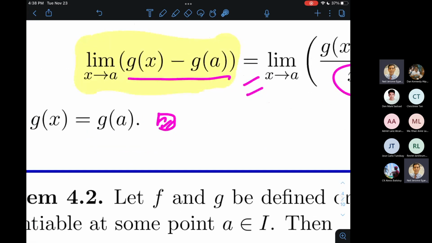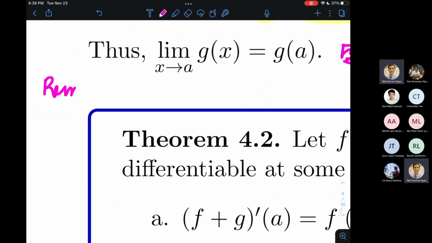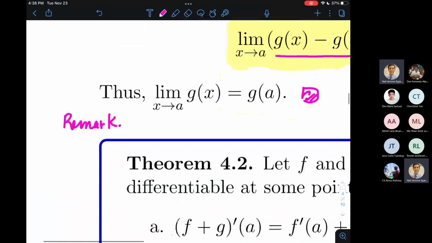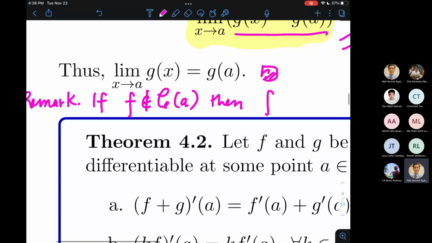So from here, siguro pwede ako dito insert ng isang remark, which is basically the converse of theorem 4.1. So if f is not continuous at the number a, then f cannot be differentiable at the number a. So this is no proof is required for this remark because this is simply the converse of theorem 4.1.